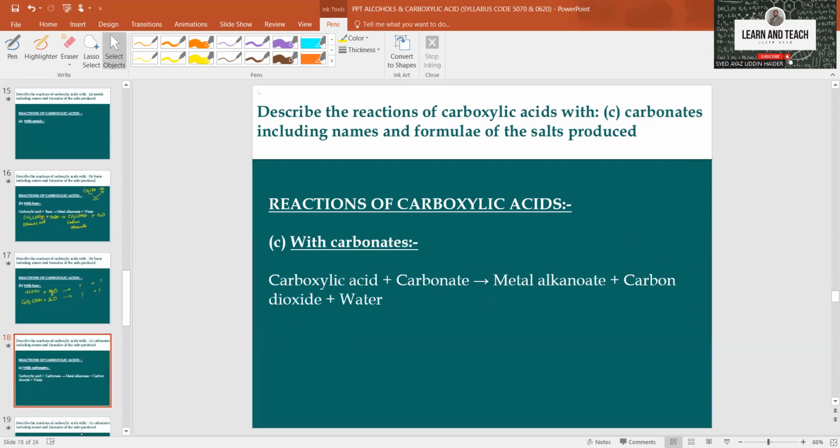Now, what you will get in case of metal carbonate? You know that whenever you react acid with metal carbonate, you will get 3 products. You get salt, plus carbon dioxide plus water. Same way you're going to predict the formula for the metal alkanoate. I'm writing the formula for carboxylic acid and carbonate here, and I want you to work out the formula for the metal alkanoate in this case. Carboxylic acid, we are taking methanoic acid, and for carbonate, I'm taking calcium carbonate.